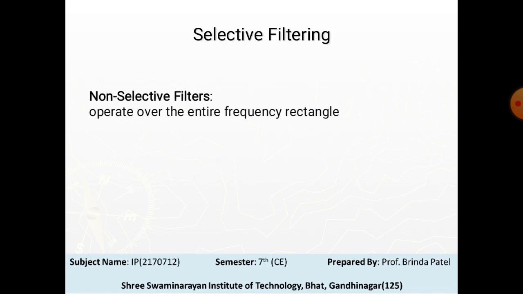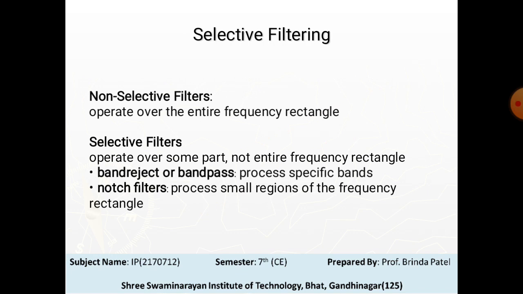So non-selective filters are what? Operate over the entire frequency rectangle, and selective filters are what? Operate over some part, not the entire frequency rectangle, only over some part. So इसमें क्या है? Band reject और band pass, which process specific bands, and notch filter processes small regions of the frequency rectangle.